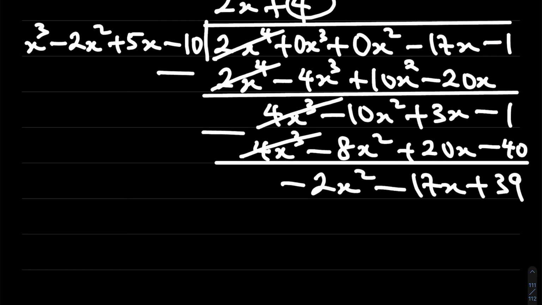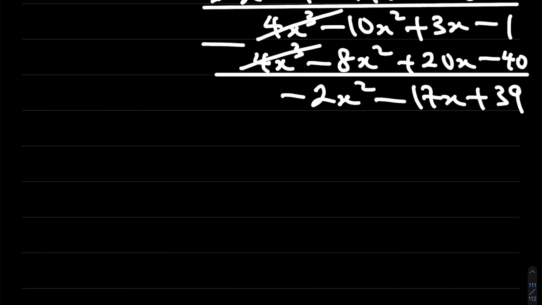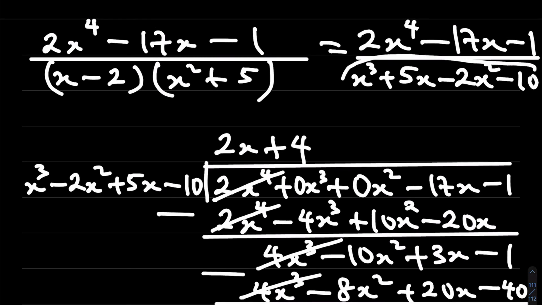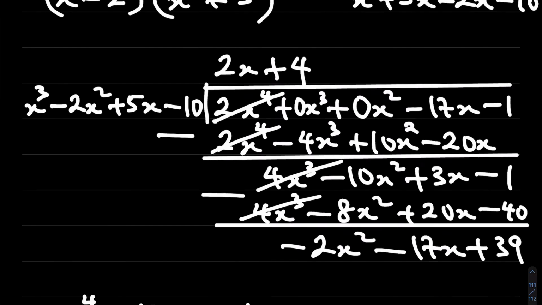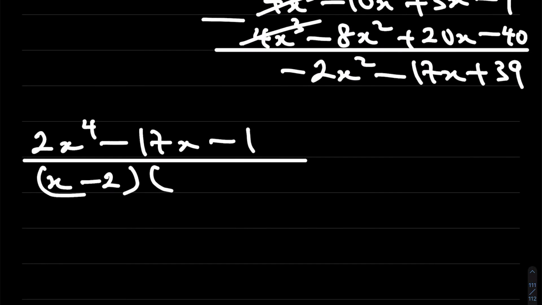We won't divide further because the degree of this is smaller than the degree of the divisor. So that simply means the fraction which we divided, 2x raised to the power 4 minus 17x minus 1 all over this denominator, x cubed minus 2x squared plus 5x minus 10, is the same as this. So I'm going to write this as the denominator, x minus 2 into bracket x squared plus 5.